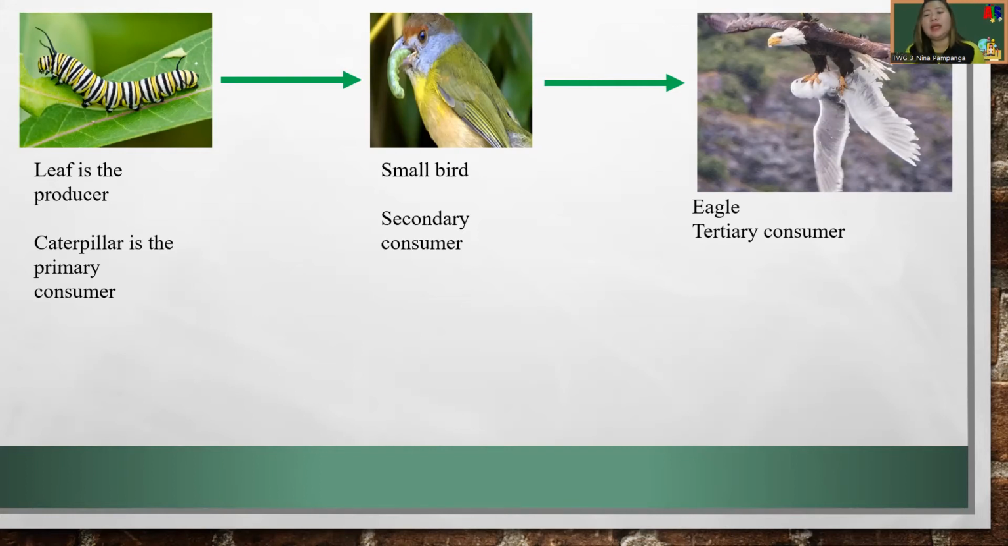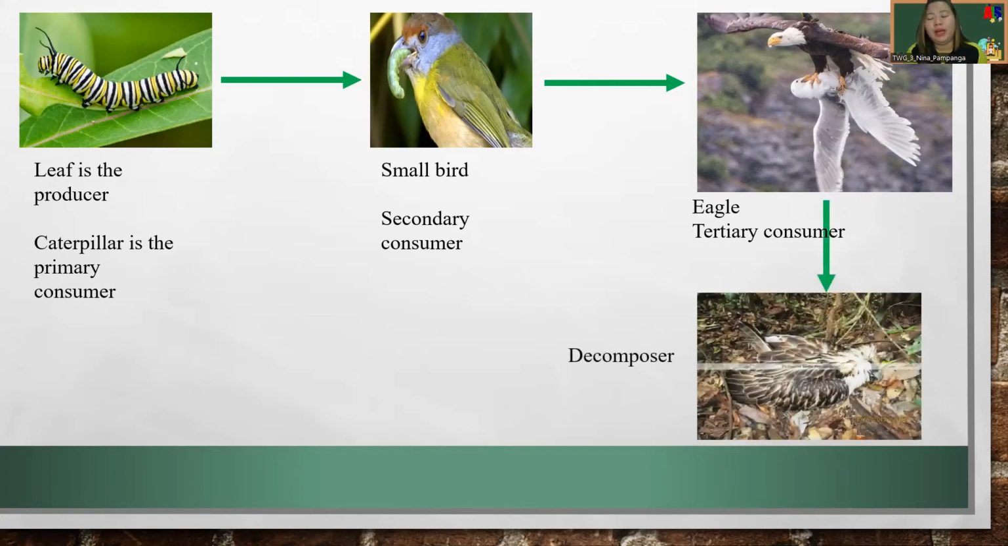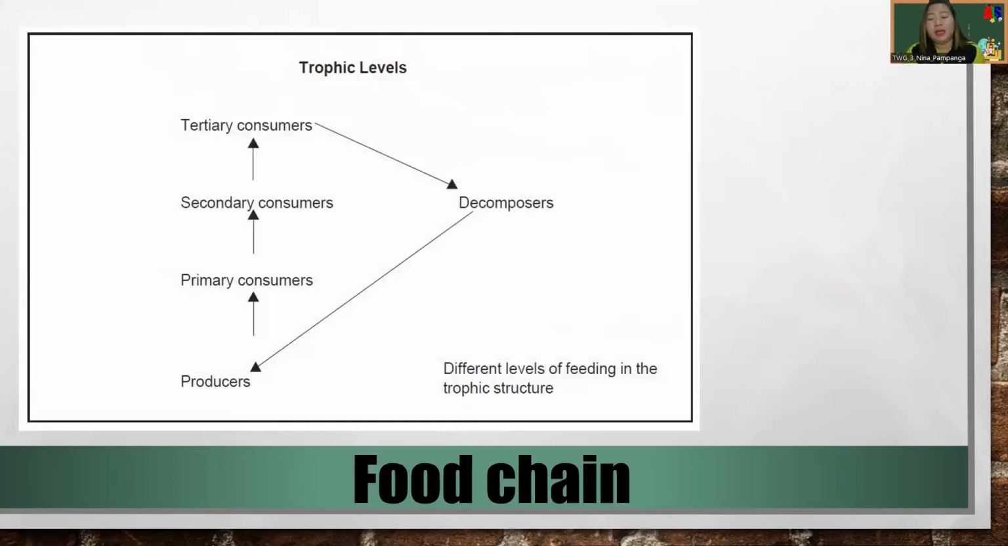And then, next pattern, we do have the decomposer. Bakit decomposer? So, once na namatay na si eagle, madidecompose na siya. Okay? So, nakikita niyo yung pattern. Meron tayong 4 na pattern dito. And then, that's what we call the trophic level. And nakapaloob siya kay food chain.